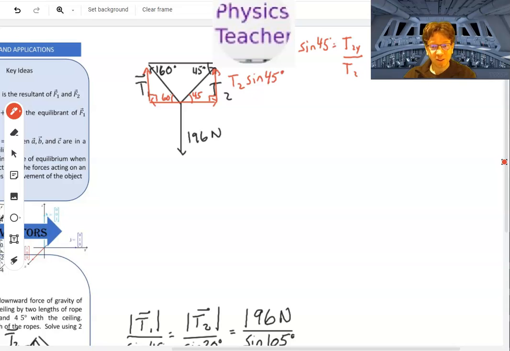And I can do the same thing with the horizontal. I can just set up a trig ratio and solve for the horizontal component, which would be T2 cos 45. And the same thing over here. This would just be T1 cos 60. And this would be T1 sine 60.